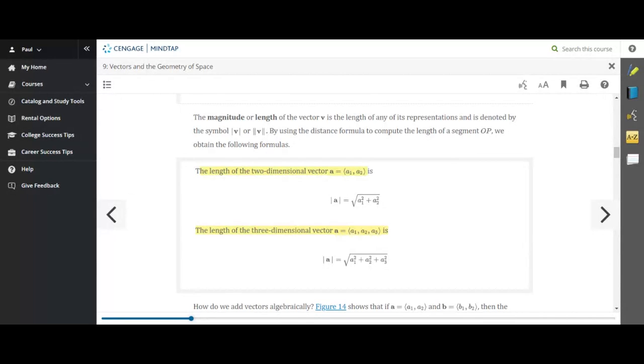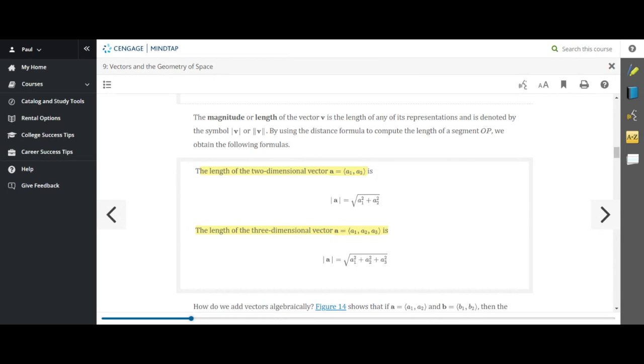What they're doing here, if you were to draw a vector A out to the coordinates A1 and A2, by the Pythagorean theorem, the length of that vector A would be the hypotenuse of a right triangle. So the length of the vector A is just the square root of the sum of the squares of the components. That's all that is.